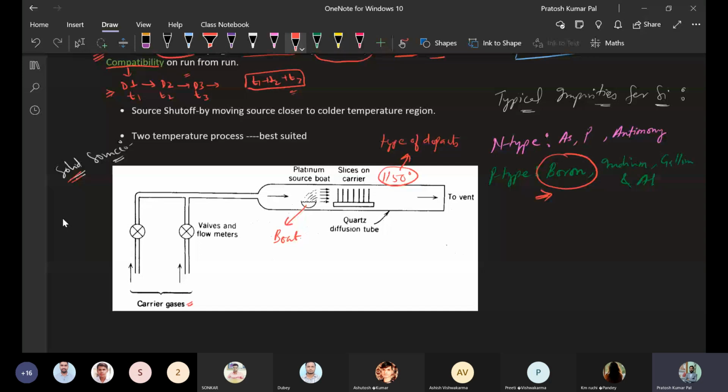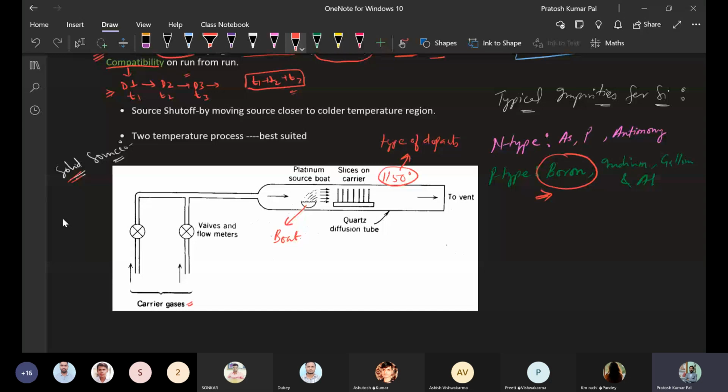When this gas is flown, it will be passing through this heated solid source, and once the gas passes through, the source atoms or the dopant atoms are going to associate with the carrier gases, and it will be passing to the slice, or we call it the substrate, on which we are going to deposit the dopant, the silicon surface. So this will be deposited here. This is the basic process of how the deposition takes place.